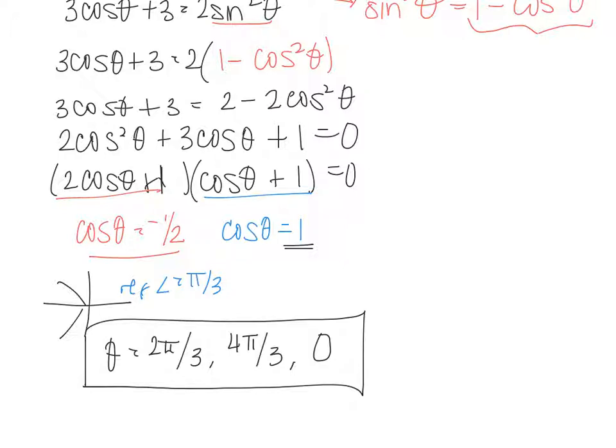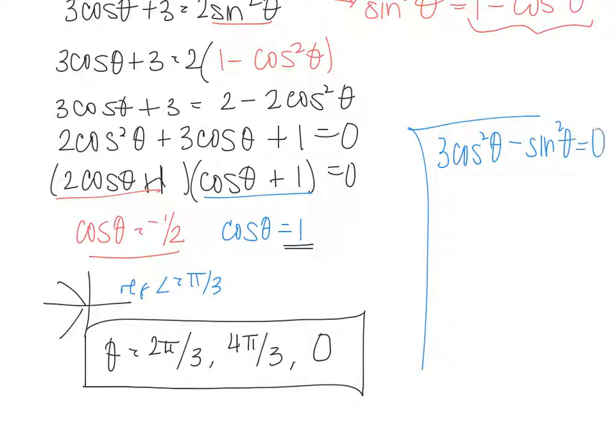So before I finish, though, if you take a peek at that example, I want you to look at it independently. You actually have choices here. So the equation is 3 cosine squared theta minus sine squared theta equal to 0. There are actually 3 different methods to solve this equation. I'm going to let you play.